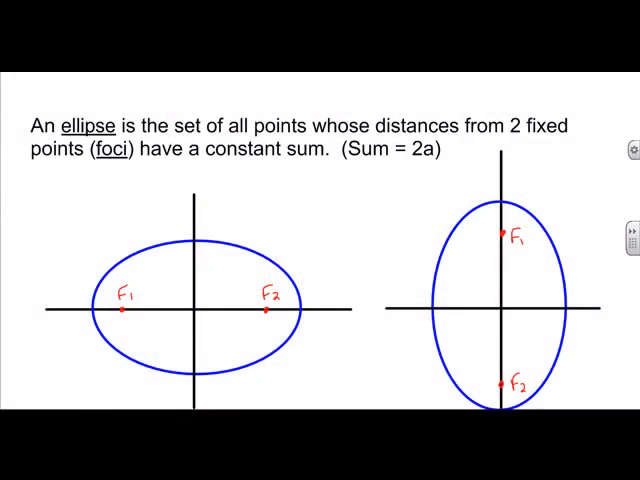The definition of an ellipse is that it's the set of all points whose distances from two fixed points, and those fixed points are called the foci. That's the plural form of the word focus. Okay, so we're talking about the set of all points whose distances from two fixed points have a constant sum. So we know basically the shape of an ellipse. We've got two options. Either the foci are located on the x-axis or the foci are located on the y-axis. And in all of our situations, we're going to start with a center of our ellipse at the origin.